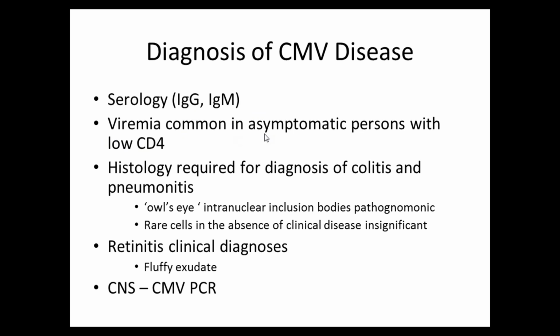You can find viremia in patients who are asymptomatic, but in HIV-infected patients, it hasn't been shown there's any benefit in treating these people. So, you can send off a PCR, but it doesn't really help very much. Histology really helps in terms of colitis. That's where you need the actual biopsy. And in retinitis, we basically wait for the ophthalmologist to tell us they have it. If an ophthalmologist tells me it's CMV retinitis, it's CMV retinitis.